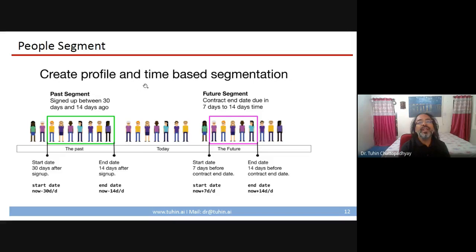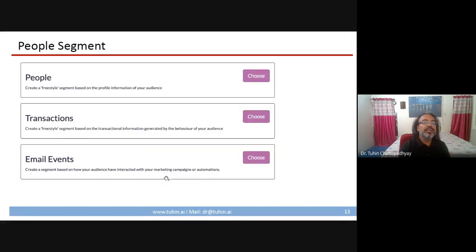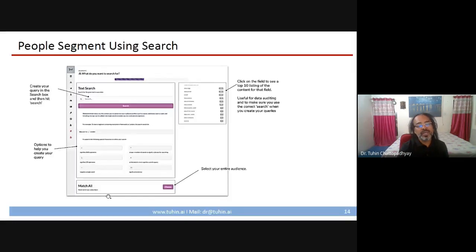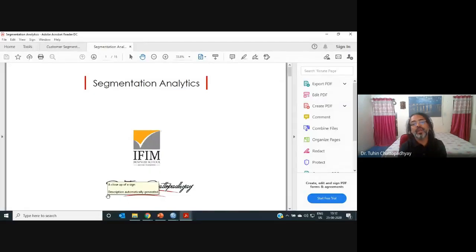You can create profile and time-based segmentation, in the past and in the future, seeing what kinds of segments you can get from the past data. That's also possible. There can be a people segment, like creating a freestyle segment based on the profile information of your audience, the transactions, the email events. So the idea here is how you can create multiple segments through the platforms.